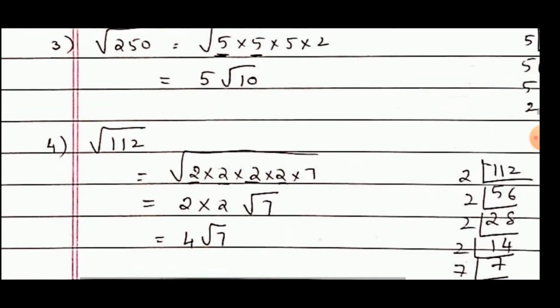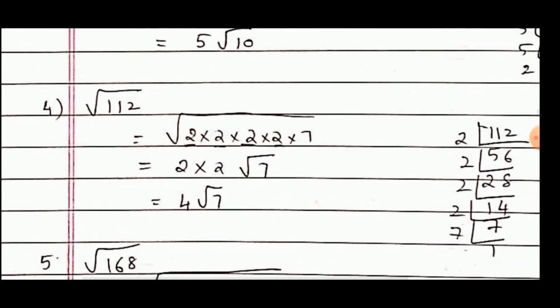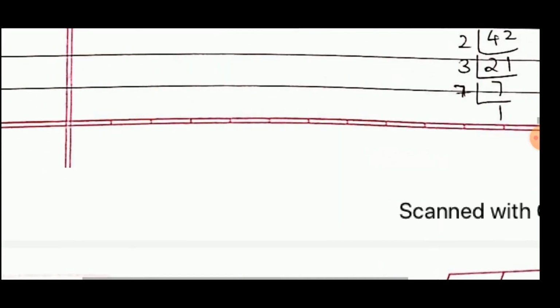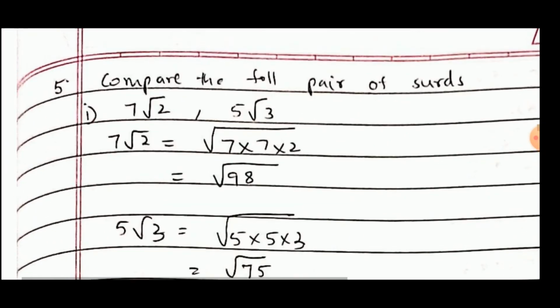The square root of 112. The prime factors of 112 are 2 into 2 into 2 into 2 into 7. So from each group take out 2 outside. This will be 4 root 7. So this is also the simplified form. So this way you can find out the simplified form using the factors of the number.